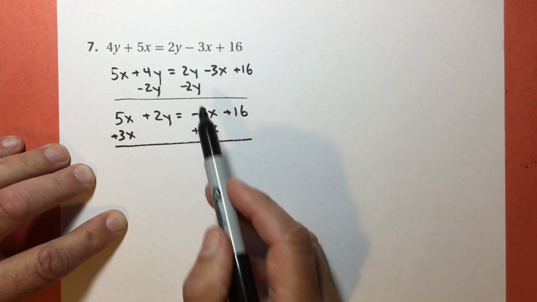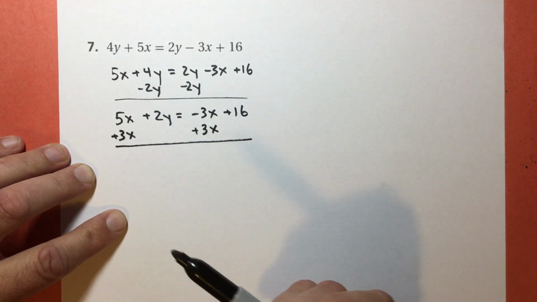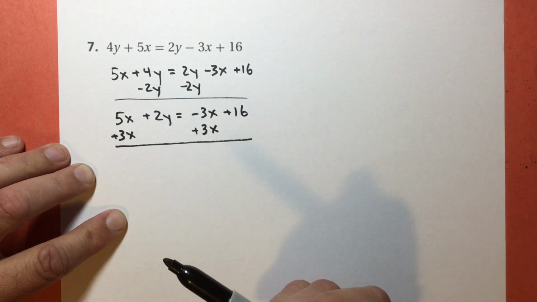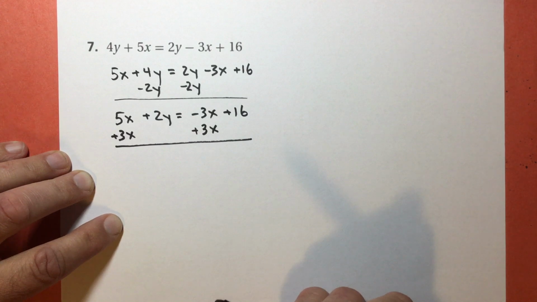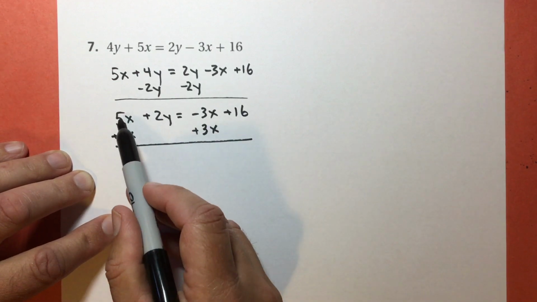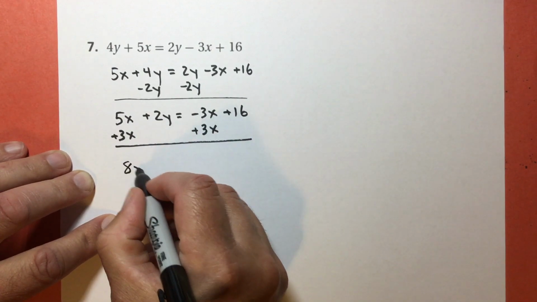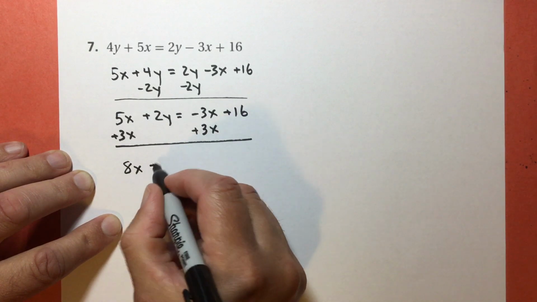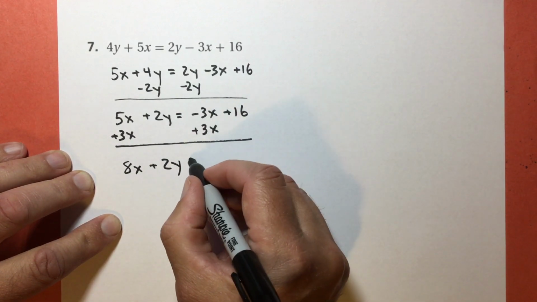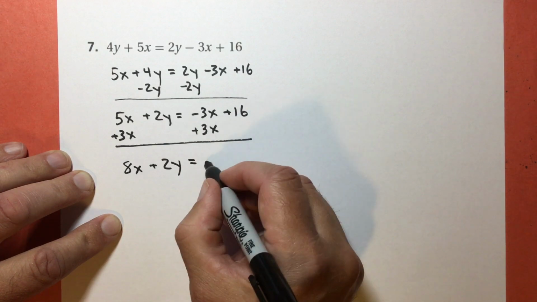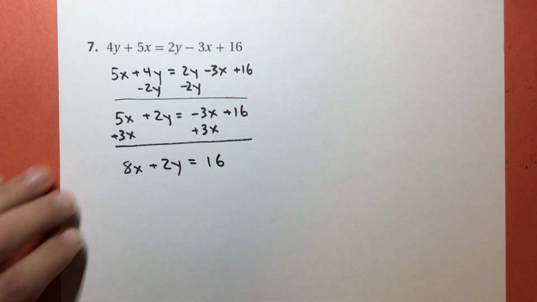I could have done both of these at the same time, but I think that when I'm teaching and explaining, it's usually best if I do one step at a time. Okay, that's why I did it this way. 5 plus 3 is 8. The 2y is going to remain the same. Negative 3 plus 3 is going to be 0, and 0 plus 16 equals 16.